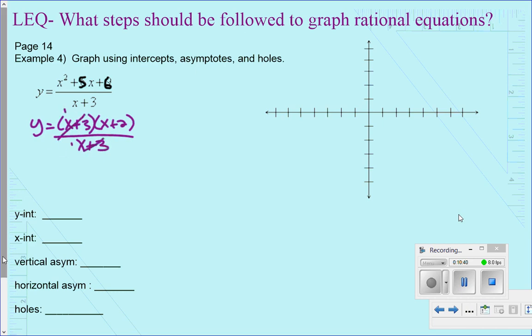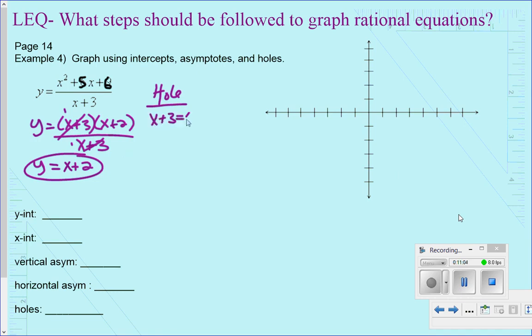Okay, because I just crossed off a common factor, I have a simplified equation. And because I crossed off a common factor, I know that there is a hole. So I'm going to figure out where the hole is next. And I know that that's my simplified equation. So there's a hole. And remember what we did in the last one: we set the common factor, x plus 3, equal to 0 and solve. And we have the x part of the hole. We put that x into the simplified equation.